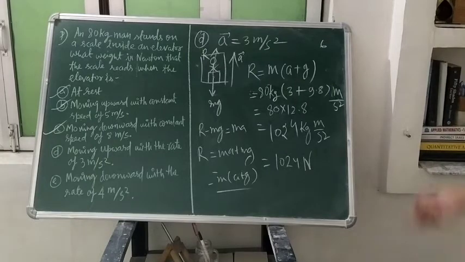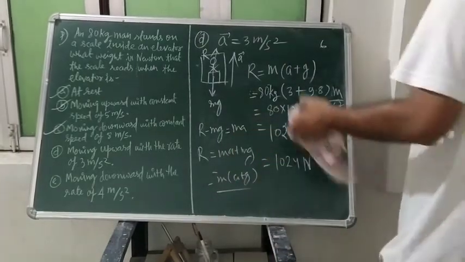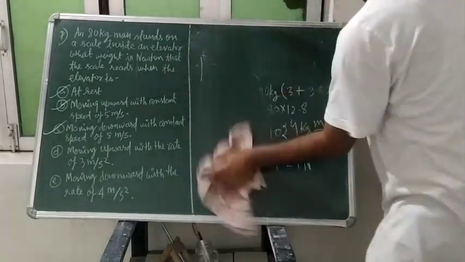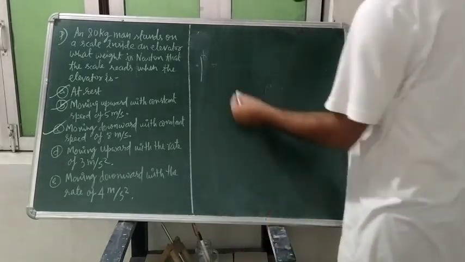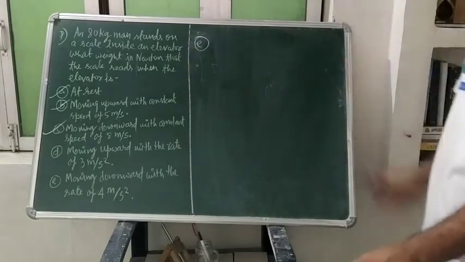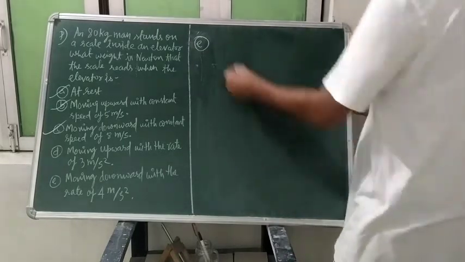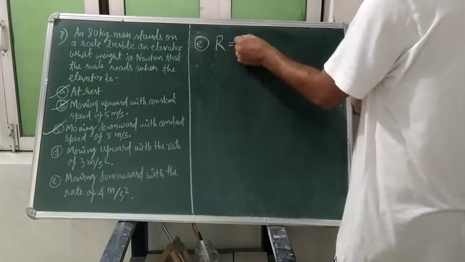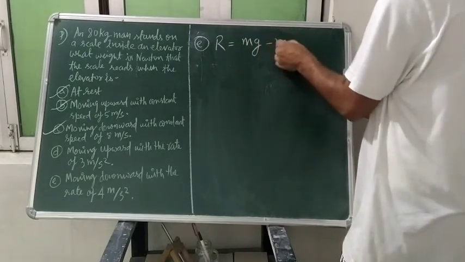So 1024 Newton you guys will get in the case when it is accelerating upward. Okay. Now when it is coming downward, this one you guys are getting. So when it is coming downward, you guys will look at what our R will become. Now what will you do? From mg you will subtract ma.